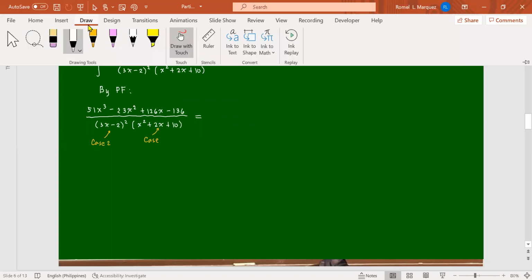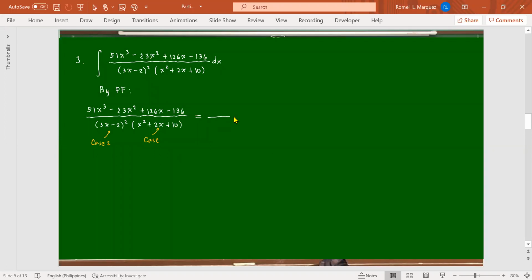So we now have, corresponding to this, 2 partial fractions. The first one: A over 3x minus 2. Because it is repeated, we have another like that, but of course, the denominator is now squared, so raised to 2. And then for the last one, case 3.